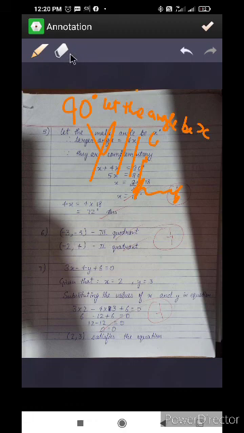So if the smaller angle is x, then the larger angle is 4 times the smaller angle. So the larger angle will be 4x, and they are complementary angles. So the sum of these two angles, 4x plus x, will be 90. 5x is equal to 90 degrees, so x will be 90 upon 5, that is x equals 18 degrees. This is correct.